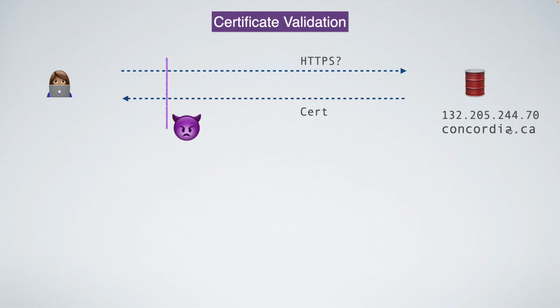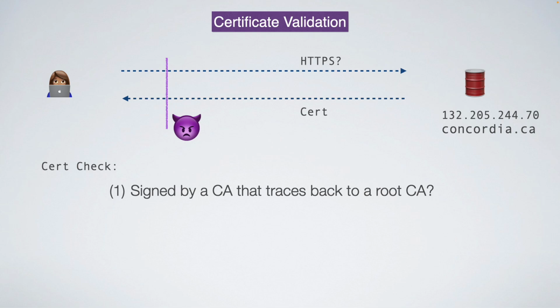So I go to Concordia, and I get the IP address from DNS, and I say, hey, Concordia, I want to talk to you over a secure tunnel. And Concordia says, good, I support it. I'll do a handshake with you. We'll set it up. Here's my certificate, and here's all the chain back to something that should be on your computer as a root certificate. Okay, so now I'm holding the certificate in my hand.